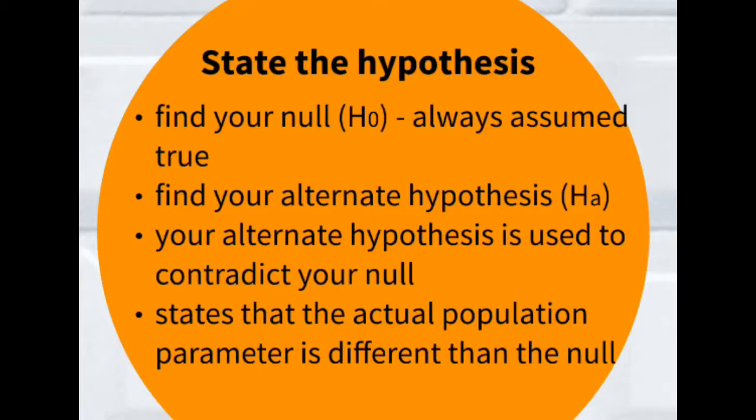Finding the alternative hypothesis is your next step, and this is denoted by H subscript A or 1. The alternate hypothesis is used to contradict your null hypothesis and states that the actual population parameter is different than the null.